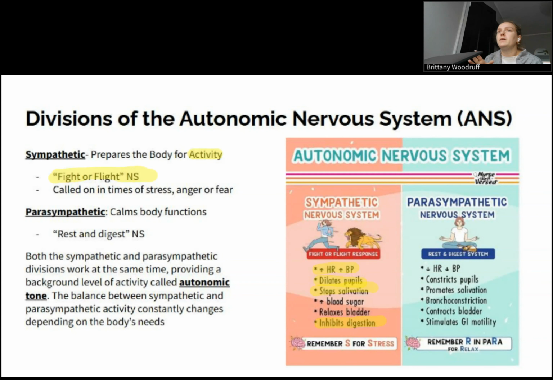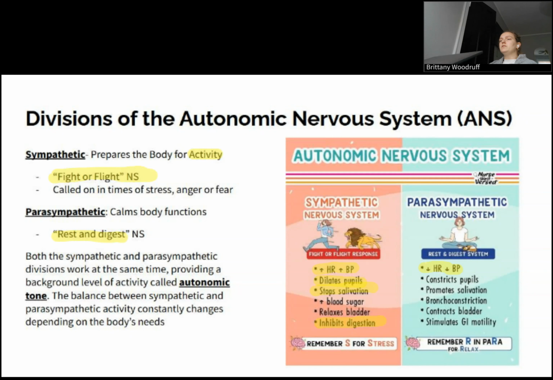Okay. Now your parasympathetic nervous system, on the other hand, is referred to as your rest and digest nervous system. It is going to be responsible for calming your body functions. All right. So your parasympathetic nervous system basically is just the opposite of your sympathetic nervous system. Okay. Your parasympathetic nervous system is what's active when you're sitting on your couch just eating. Okay. So when you're sitting on your couch just eating, as long as you're not watching a super scary movie, your heart rate's probably low, your blood pressure is probably low.